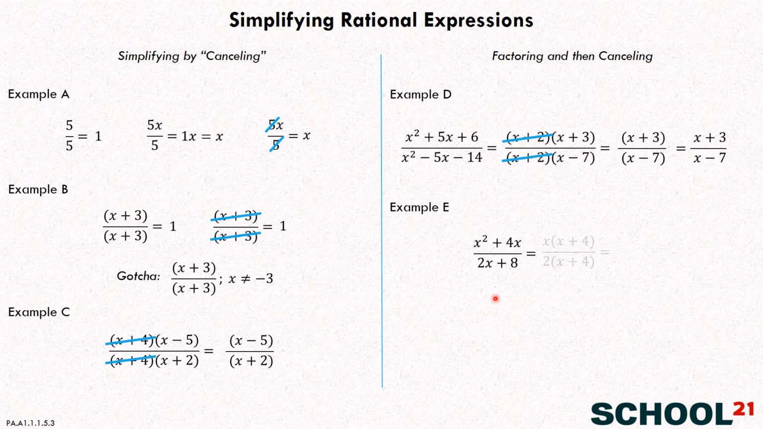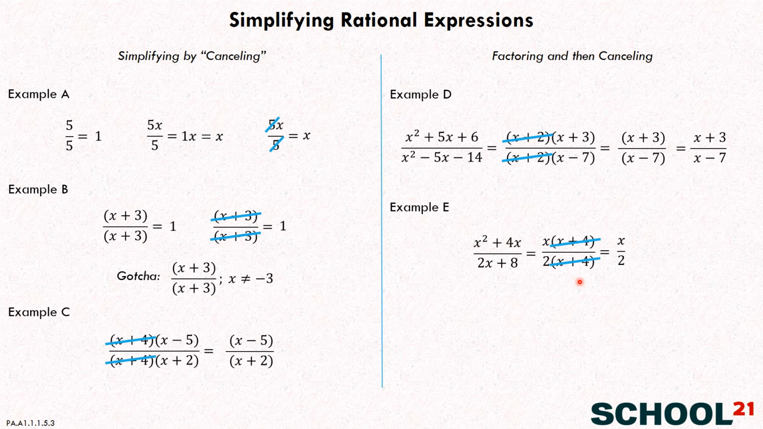So, okay, let's write out what we said there. So then you'd have, on the top, x times x plus 4. And then on the bottom, it's 2 times x plus 4. Does that make sense? Okay. Then do you see anything that could be canceled there? The x plus 4. Right, so we'll go ahead and cancel that out. And then what's left? x over 2.